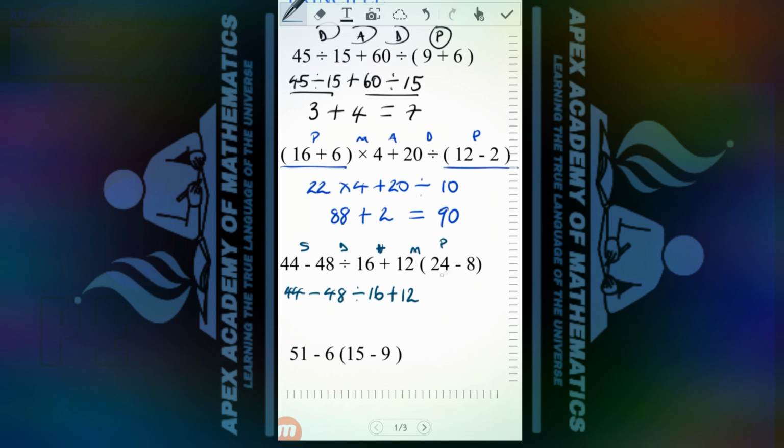It will not make a difference because the division aspect of the problem does not affect the multiplication. But for safekeeping, I'm going to work out what is in the parenthesis and put that number back into a parenthesis. So 24 minus 8, that will give us a total of 16.